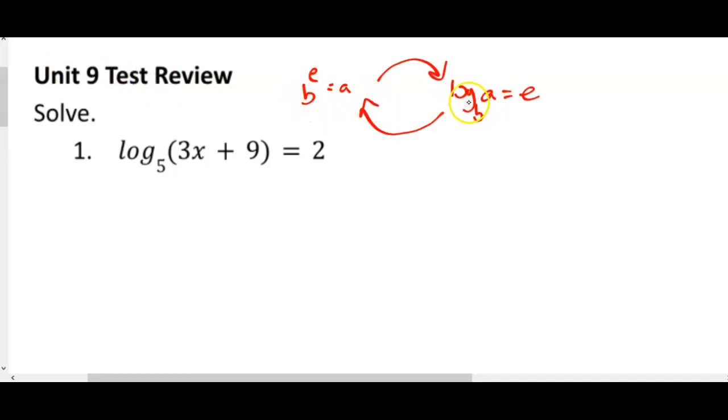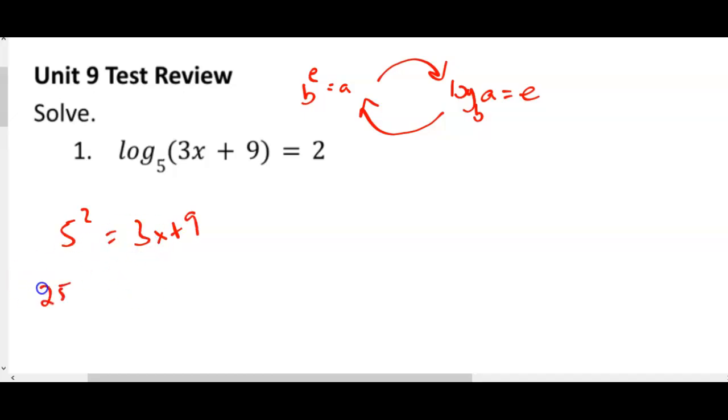So we're here right now. Log base B of A equals E, with 5 being B, this being A, and 2 being E. So we need to convert it right here. We'll have 5 squared equals 3x plus 9, and then we'll solve it from there.